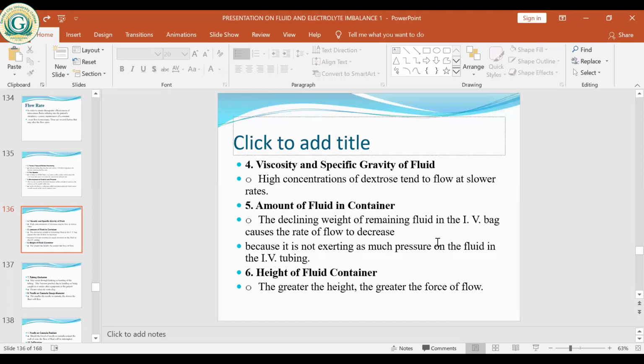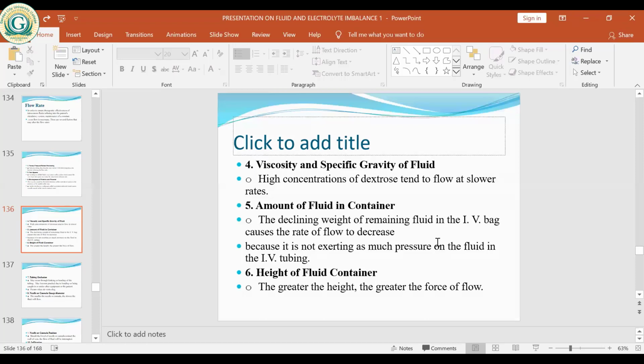Viscosity and specific gravity of fluids. When you are infusing a very thick fluid, it doesn't move as you want it to. Even on the ward, when you are transfusing packed cells, it goes very, very slowly, because you have taken the plasma away. So the specific gravity and the viscosity are not the same as when you have plasma as a component of the blood. So you have increased the viscosity.